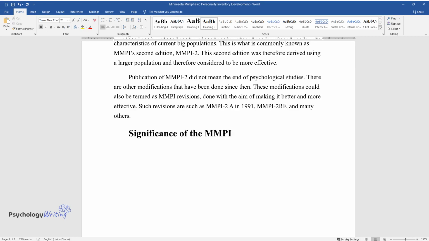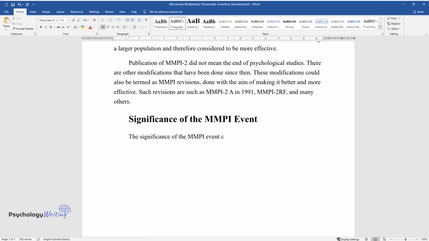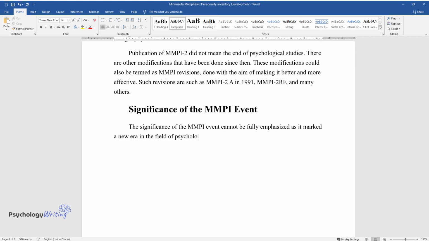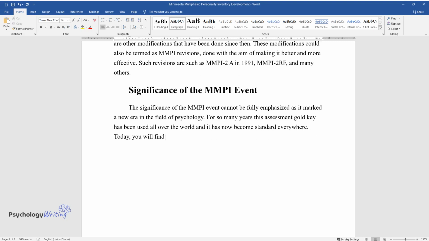Significance of the MMPI event. The significance of the MMPI event cannot be fully emphasized as it marked a new era in the field of psychology. For so many years this assessment gold standard has been used all over the world and it has now become standard everywhere. Today, you will find it being used when authorities want to determine if one is eligible for child custody.